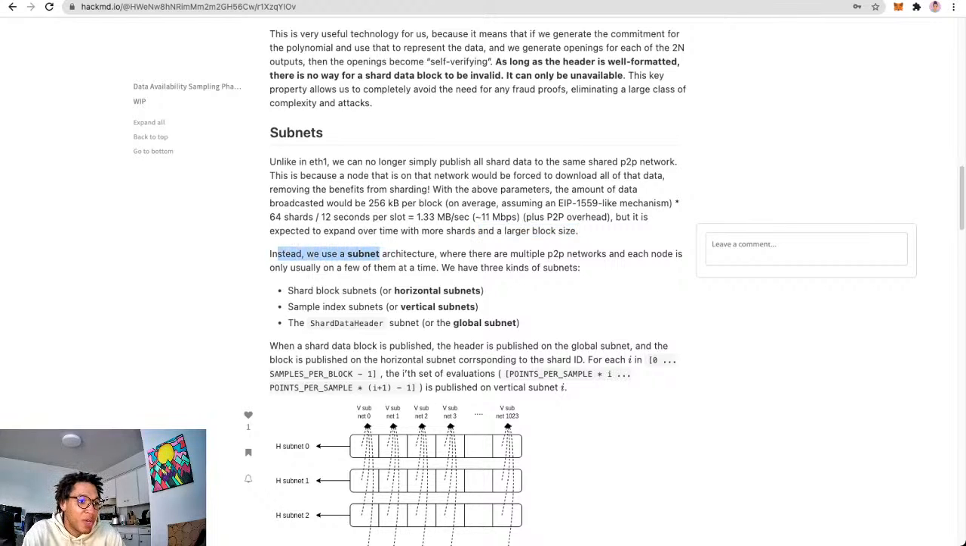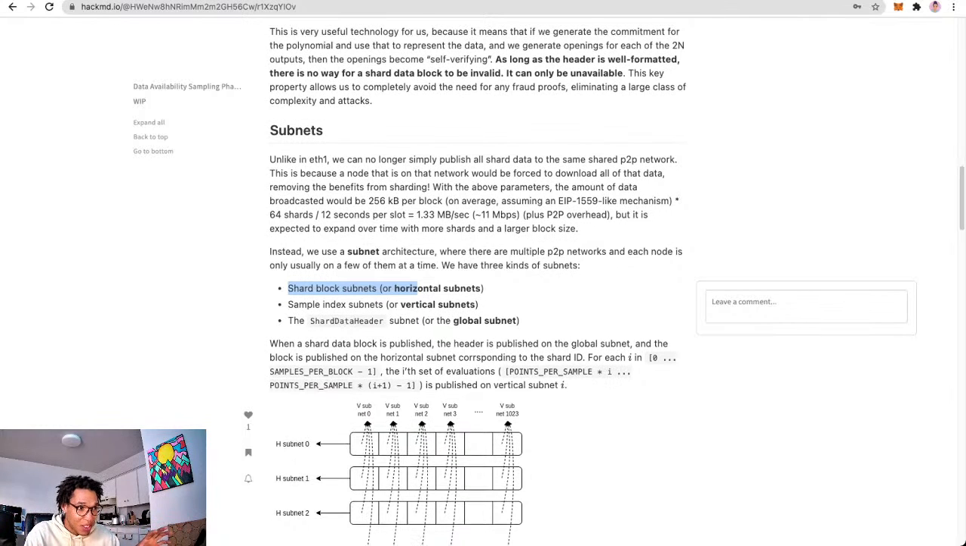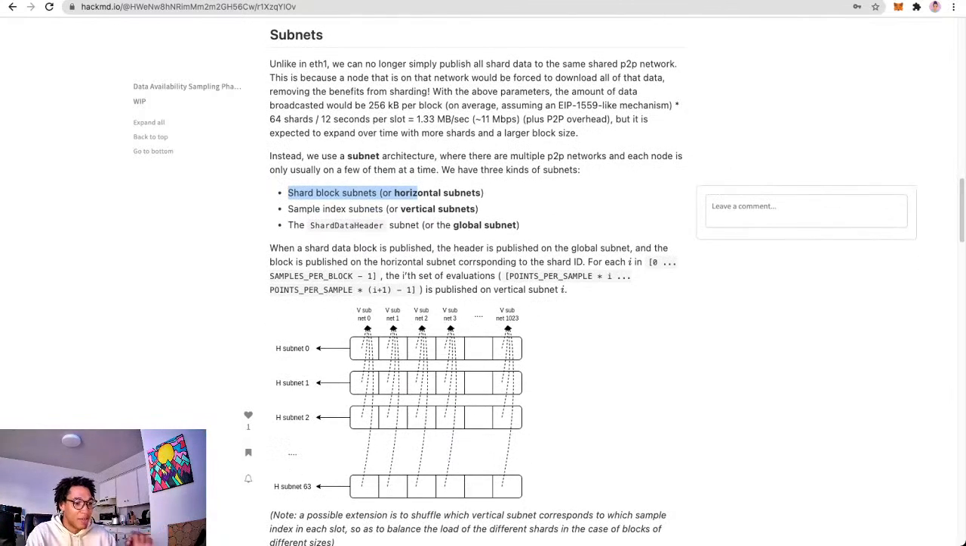Instead, we use a subnet architecture where there are multiple P2P networks and each node is only usually on a few of them at a time. Okay? We have three kinds of subnets. Okay, we have a shard block. We have shard block subnets or horizontal subnets. We have same index subnets or vertical subnets. And then the shard data header subnet or the global subnet. Okay? So let's try and look at this in one little diagram.